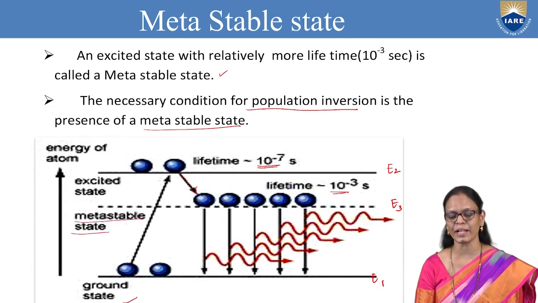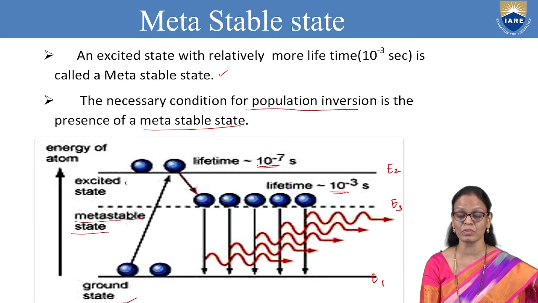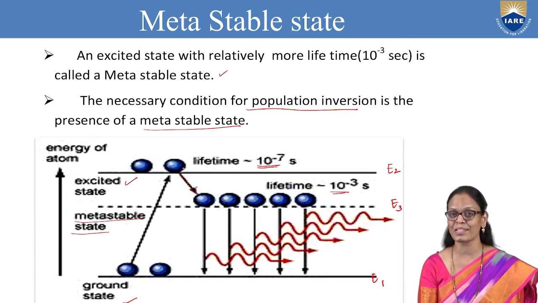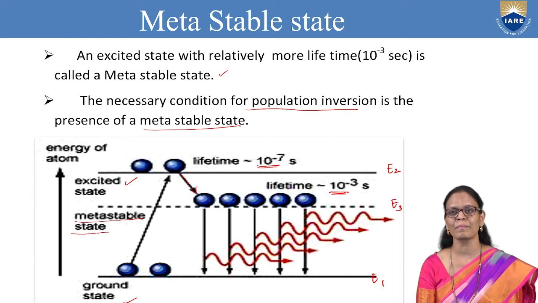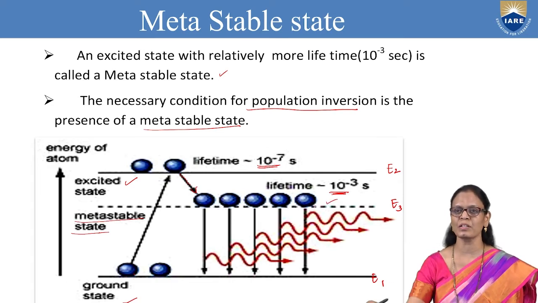So, this is the ground state. After excitation, they go to the excited state. They cannot stay there for a longer time. So, they make the transition to the lower energy level where the period of stay is relatively longer, and that is why we call it the metastable state. This state is very important for getting laser, because when we discuss population inversion, we will try to understand why this is a very important condition for population inversion.